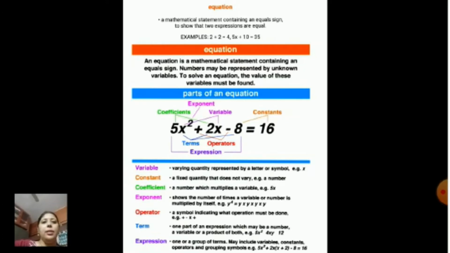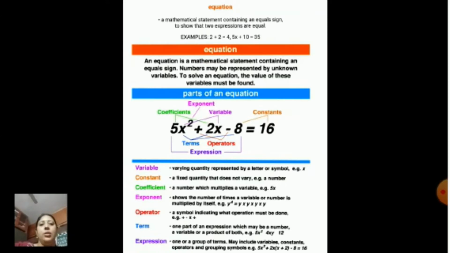The second thing is variable, the varying quantity represented by a letter, say x. In the above example, you can see 5x square plus 2x minus 8 equals 16. This is an equation where x is the variable and there are 4 terms, but we can further reduce it into 3 terms by shifting 16 to the left side and solving the third term. So it has basically 3 terms. The first term contains x square, the second is x, and the third is x to the power 0.